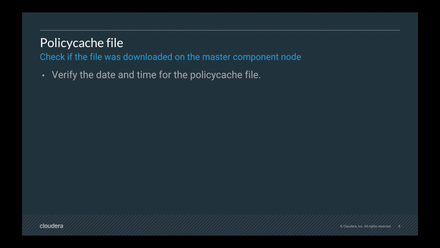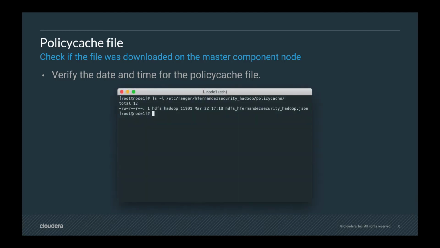The Policycache file is a JSON file that is downloaded on the master component. You can check in this directory the date and time of this file. That will show you the last update time of the policies. It's important to also check the file size. If the file size is 0 bytes, the policies have not been updated.